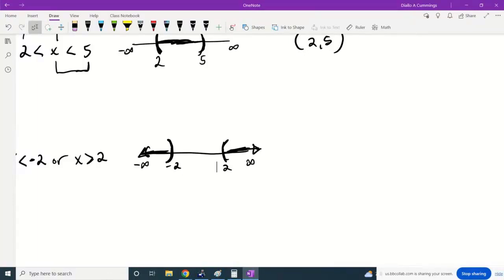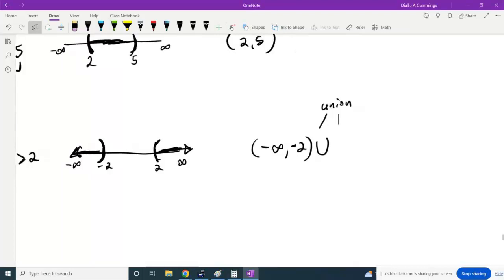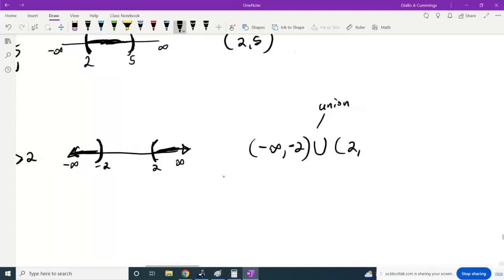So I'm going to write this part of my interval first. So that's negative infinity to -2. Between those, I'm going to put a union. This is a union, and it's used for disjoint sets. And then I'm going to put in my other interval. So that's 2 to infinity.